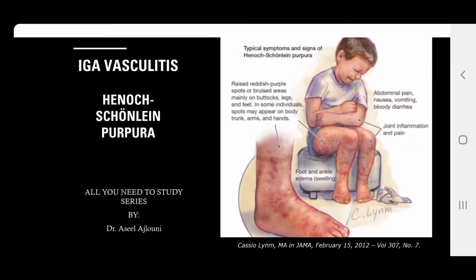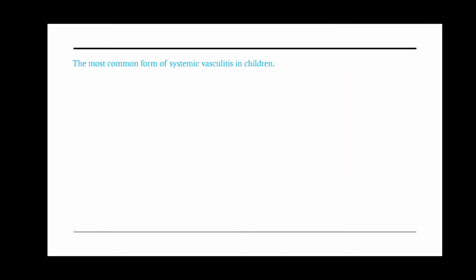Hi everyone, in this video we will talk about IgA vasculitis, Henoch Schonlein Purpura. So, Henoch Schonlein Purpura or IgA vasculitis is the most common form of systemic vasculitis in children.